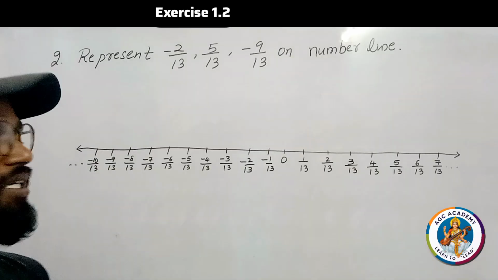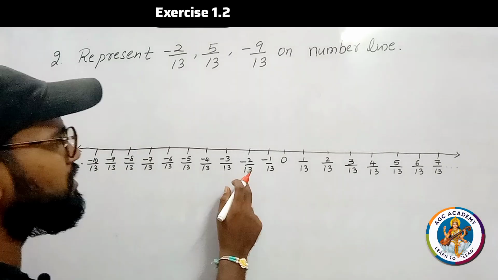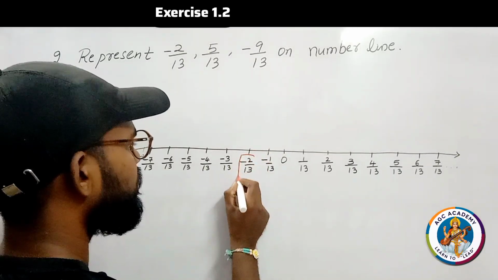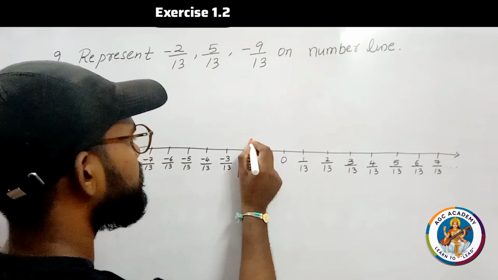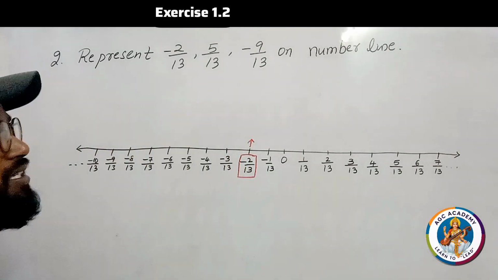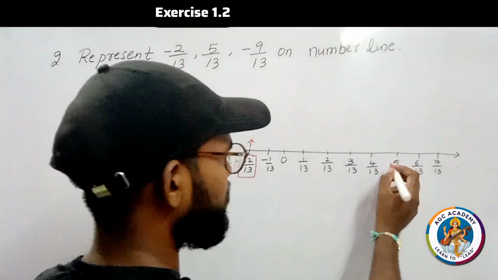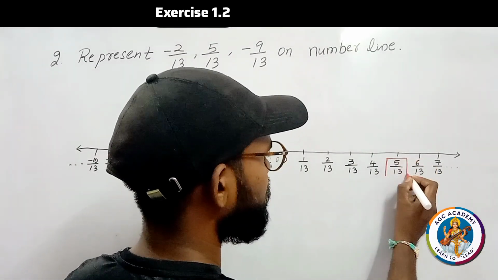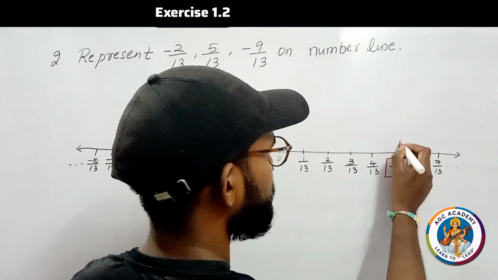Minus 2 by 13. So what is my minus 2 by 13? This is your first rational number. Next, what is the next rational number? 5 by 13. This is a positive, right? So here this is your positive 5 by 13.